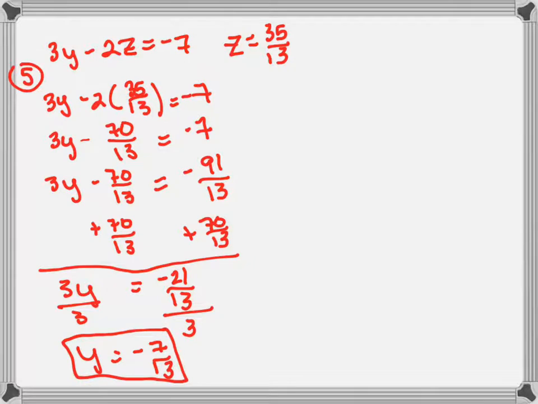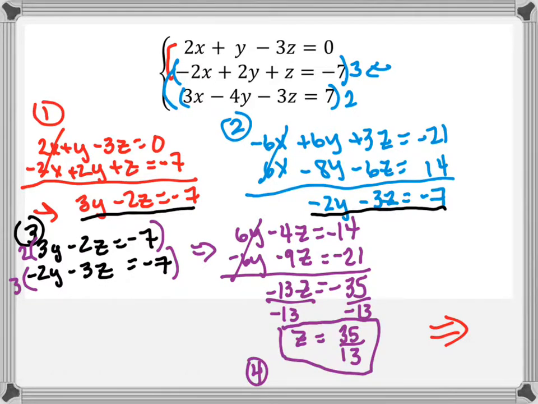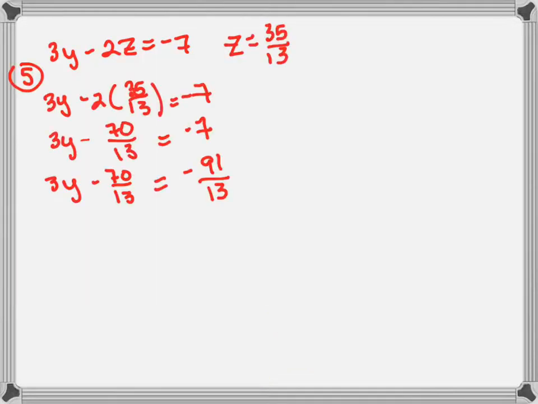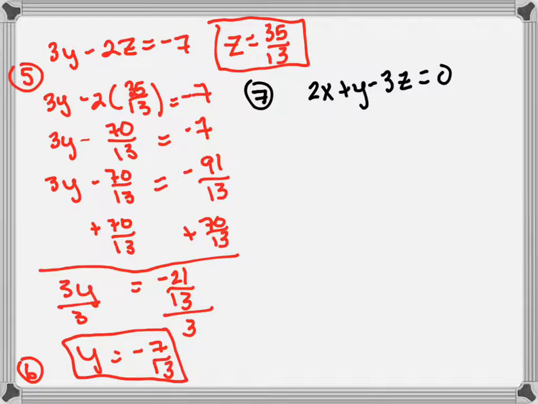So now I know my z value and my y value. So now let's finish up and solve for x. I'm going to take one of my equations with x in it, so you can see where we came from. I'm going to take the equation from that last slide. That was 2x plus y minus 3z equals 0, and substitute in my values for y and z.